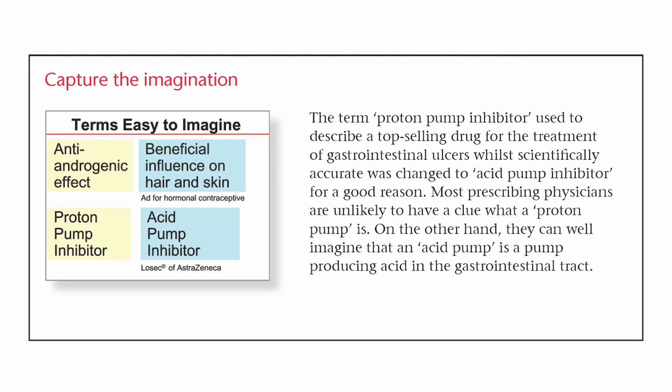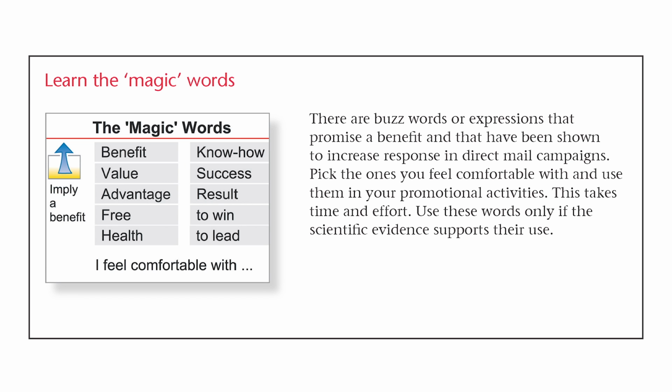Capture the imagination. The term proton pump inhibitor, used to describe a top-selling drug for treatment of gastrointestinal ulcers, whilst scientifically accurate, was changed to acid pump inhibitor for a good reason. Most prescribing physicians are unlikely to have a clue what a proton pump is. On the other hand, they can well imagine that an acid pump is a pump producing acid in the gastrointestinal tract.